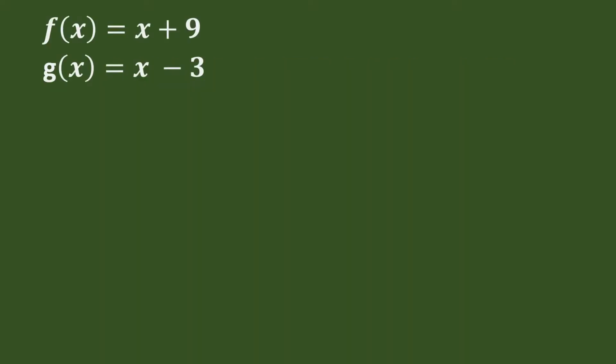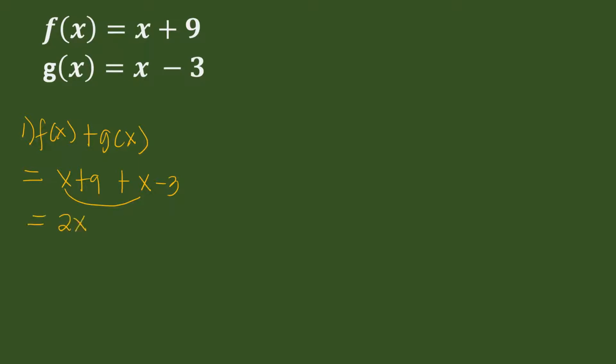For our first example, we have two given functions. f of x is equal to x plus 9 and g of x is equal to x minus 3. Let us say you're asked to find the sum of f of x and g of x. So that will be simply x plus 9 plus x minus 3. We add similar terms, so x plus x will be equal to 2x, and 9 plus negative 3 will be positive 6. That is for the addition of f of x and g of x.